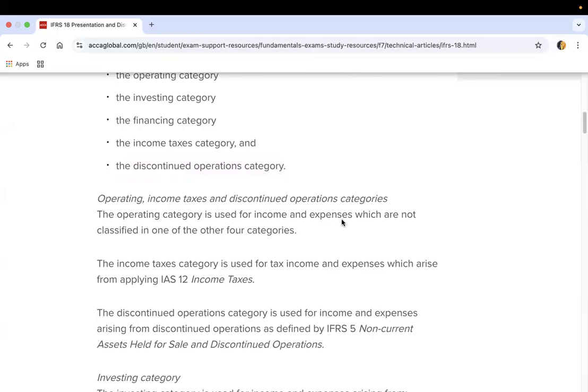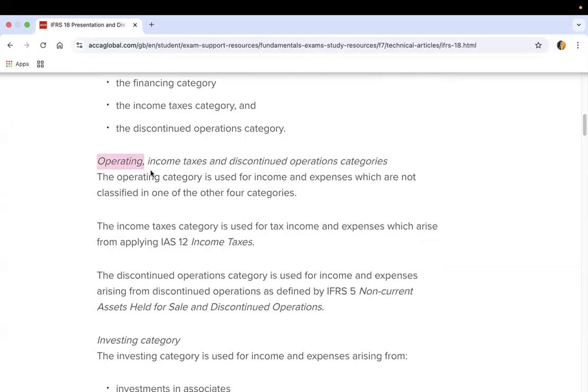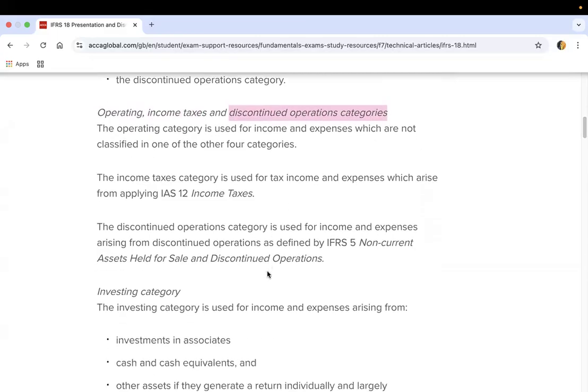Now, operating, income tax, and discontinued operations are basically not separate line items or something new. This is what you have been doing all along. You have taken the administrative, sales, and distribution expenses separately at that time. Now, the whole thing is going to go under operating items. And the tax, that is IAS 12 that you have studied, is going to go under the income tax section. IFRS 5 that you have studied is going to go under the discontinued operations category. Clear?